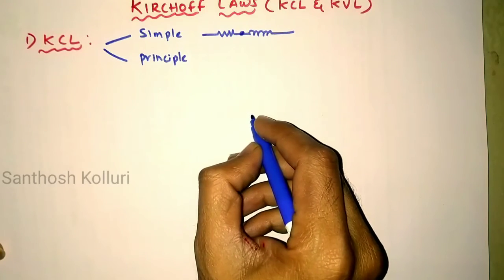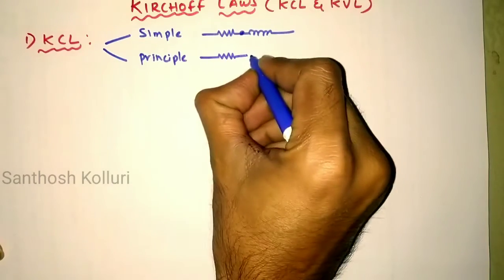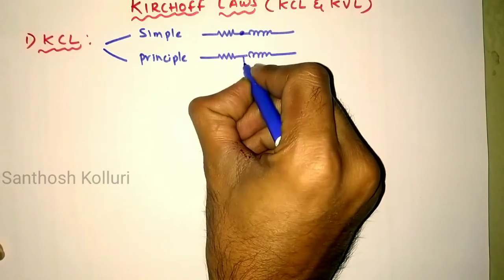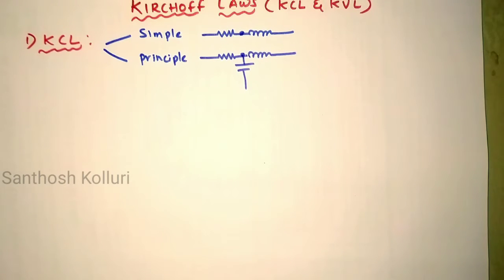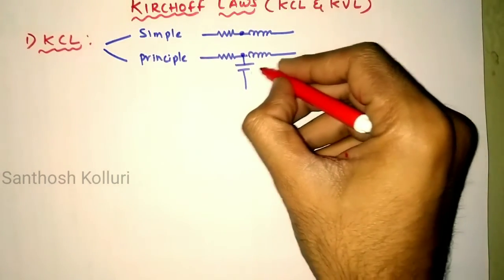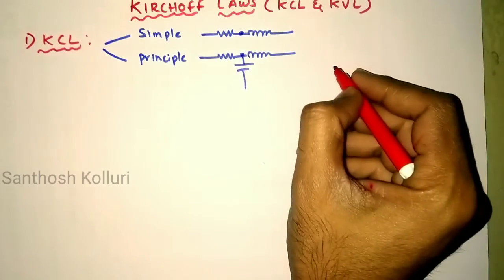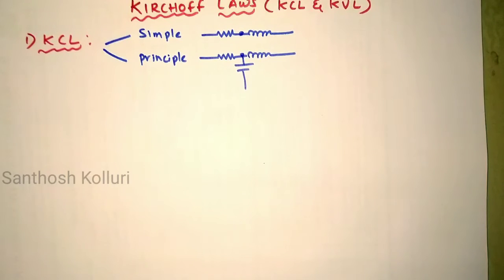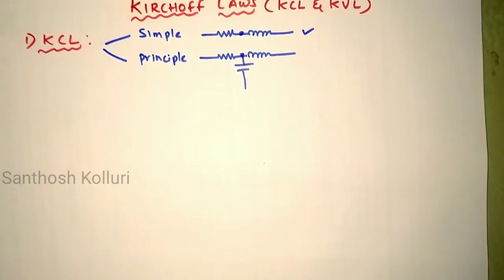Whereas a principal node is the interconnection of at least three elements. If any three elements are connected like this, it can be called a principal node. The count may increase, like an interconnection of four elements, which can also be called a principal node. The minimum required is three elements. So the interconnection of a minimum of three elements can be called a principal node, whereas two is a simple node.